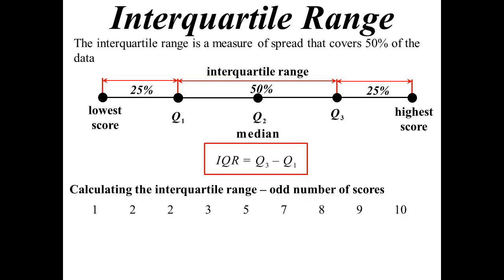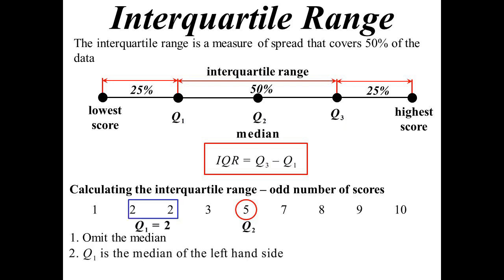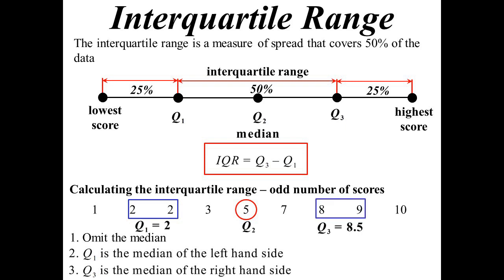So how do you calculate it? It's different depending on whether you've got an odd number of scores or an even number of scores. Say this is all our data. Again, you put it in ascending order. I've got an odd number of scores there, so in this case I just omit the median. Q2 is 5. That breaks it up into 2 sets of data. Q1 will be the median of the first set of data, and in this case I've got 2 numbers, so I'm going to have to find the average. The average of 2 and 2 is 2. So Q1 is 2. Then I do it to the right-hand side as well, and the average of 8 and 9 is 8.5. So the interquartile range for this one is 6.5. That's if I have an odd number of scores.